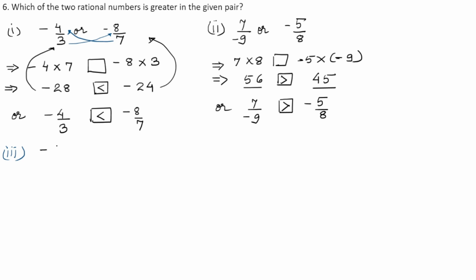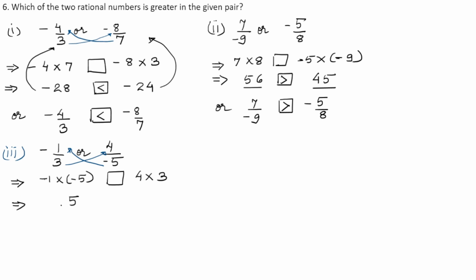Now question number 3 is minus 1 by 3 or 4 by minus 5. Now let us quickly do cross multiplication. So minus 1 into minus 5 is to be compared with 4 into 3. What I am doing is multiplying this number with this number. So on multiplication, you get here plus 5 because minus and minus becomes plus. 1 into 5 is 5. And here you get 12.